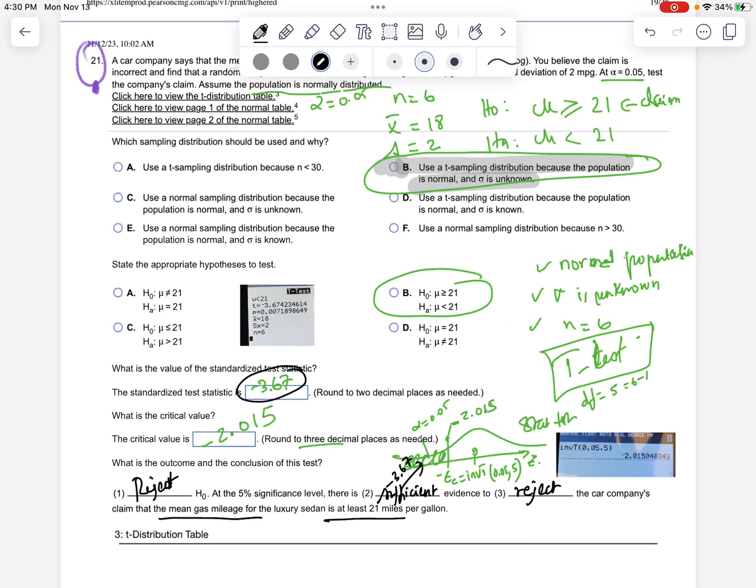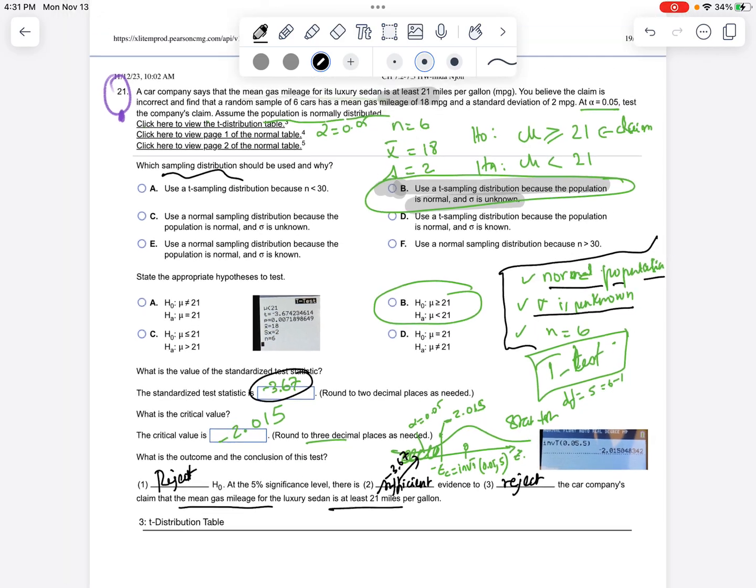So this is it. Notice that you had to figure out which distribution to use. You have to look at your conditions, people. This is key. Normal population, sigma is unknown. That's the t-test. Always.